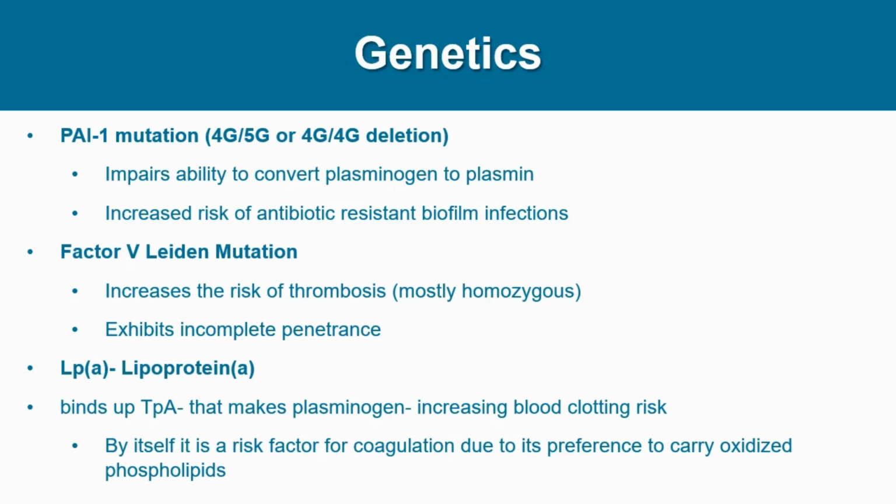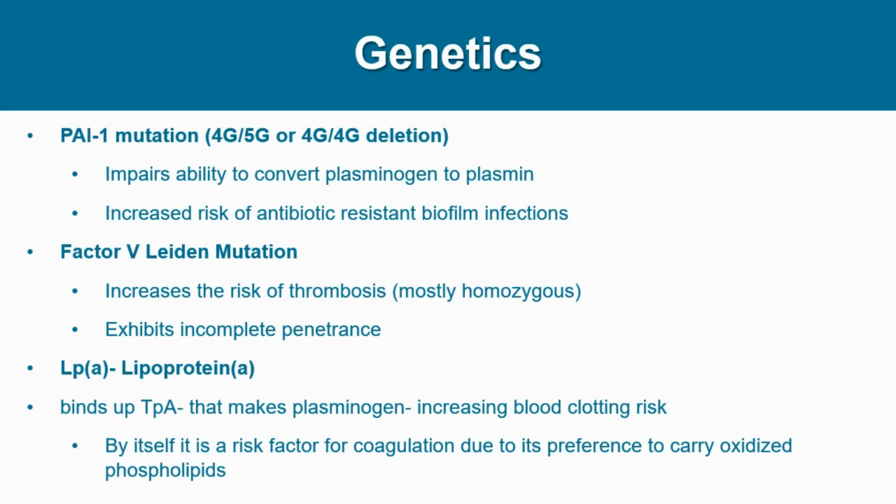The next one is the factor V Leiden mutation, not seen as often, but still prevalent in some people. It's a point mutation, and it increases the risk of thrombosis, mainly if someone's homozygous, which means they have two copies, and it does exhibit incomplete penetrance, which means some people with the mutation may never develop a thrombotic event.